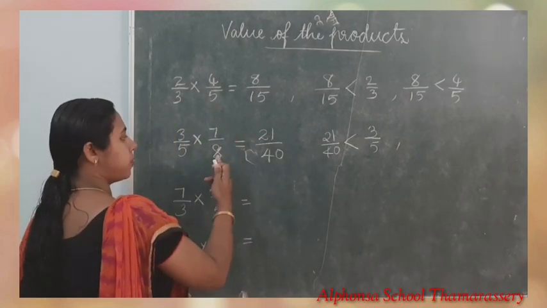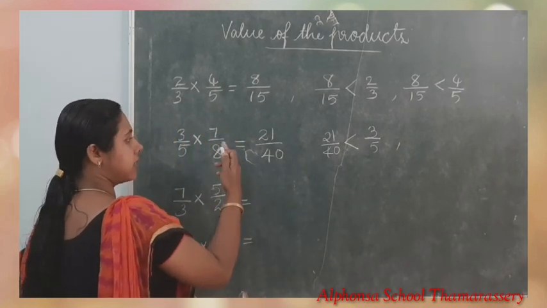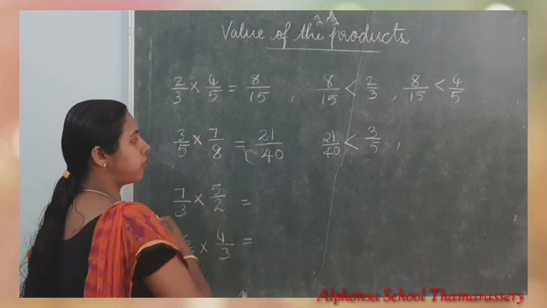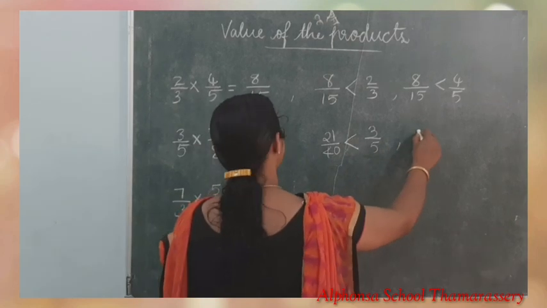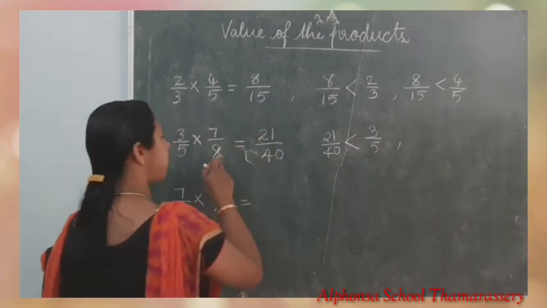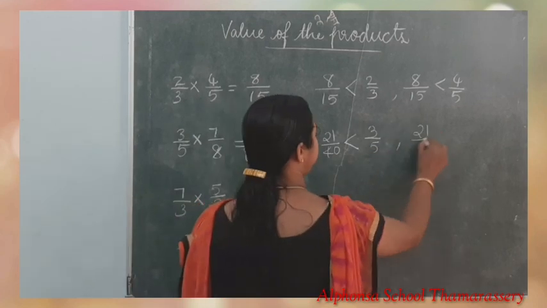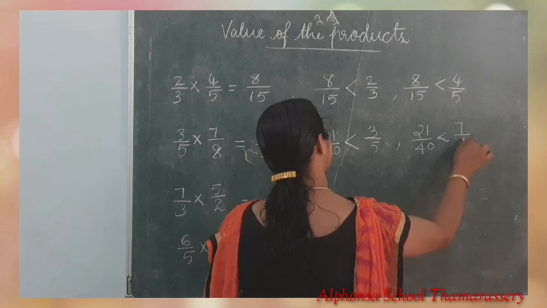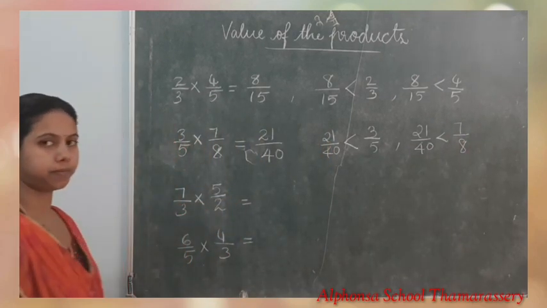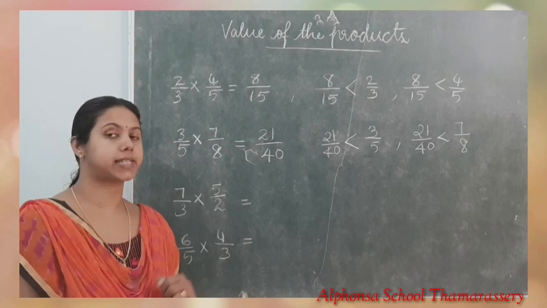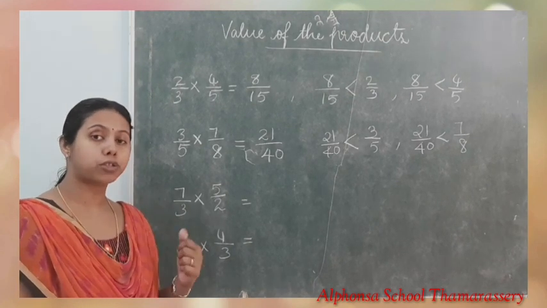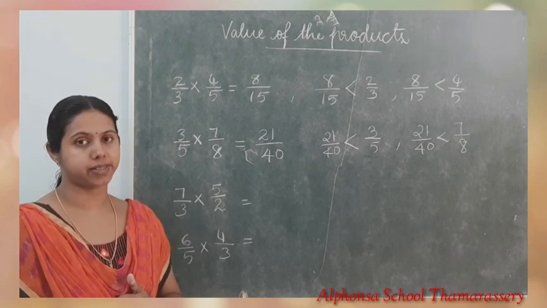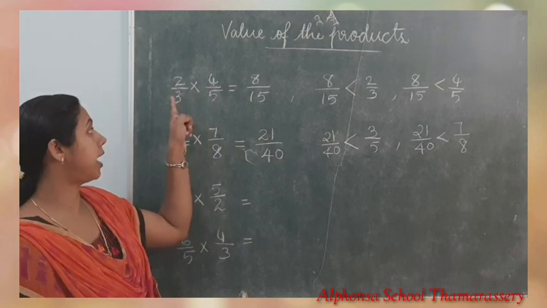When you compare with 7 by 8, the equivalent fraction, we have to multiply by 5. So 35 by 40. 7 5s are 35 and 8 5s are 40. So 21 by 40 is less than 35 by 40. That means less than 7 by 8. So from these two examples, we can say that the product of two proper fractions is less than each of the fractions.